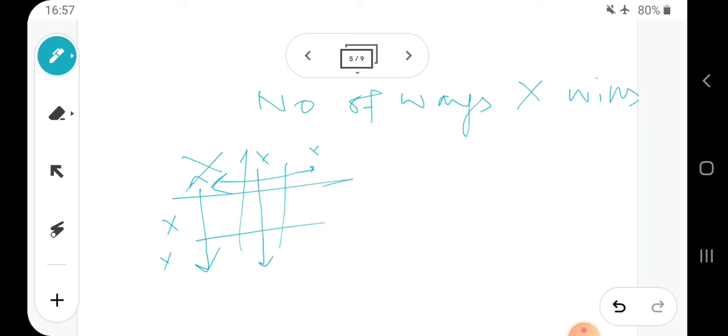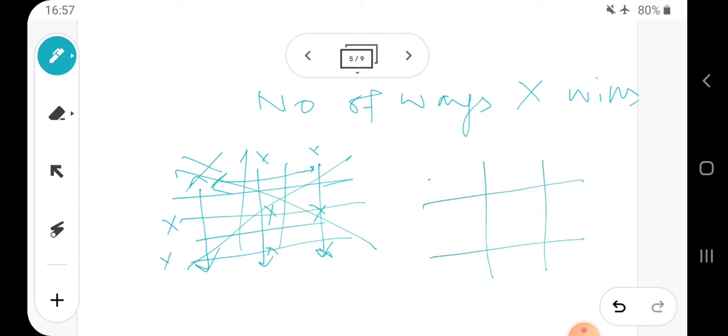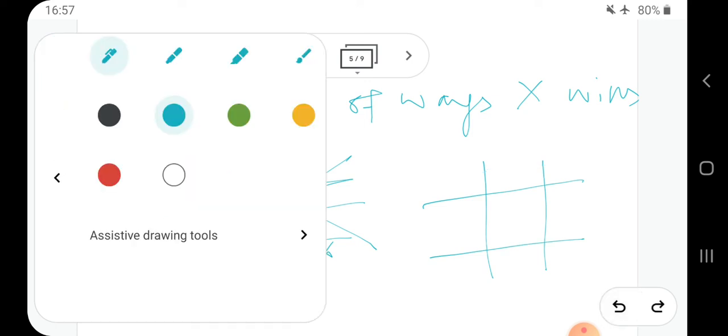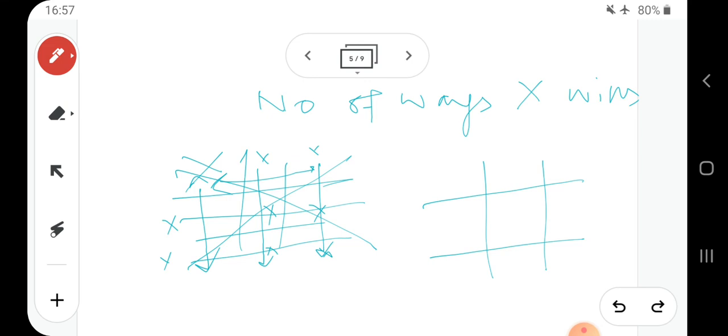This is also an option. Since all are open, we can assume that somehow X will be able to manage its marks over here. This is one, two diagonals, and this one, and this one. So altogether, if we try to find out a board, a clear board, so this is one way. Now, let us change the color of the pen. So this is one way, this is one way, this is one way, this is one, this is one.